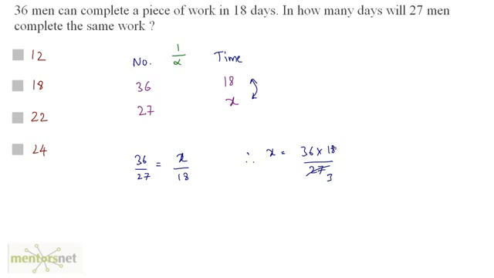And 9 times 3 is 27, 9 times 2 is 18. And 3 times 1 is 3, 3 times 12 is 36. So X is equal to 12 times 2, that is 24. So the total time taken is 24 days for 27 men to complete the work. So option D is the correct answer.